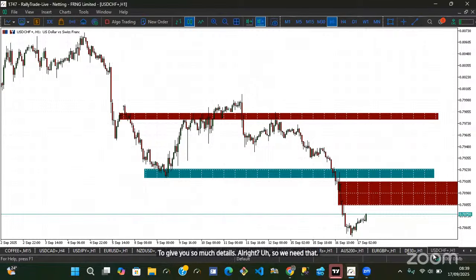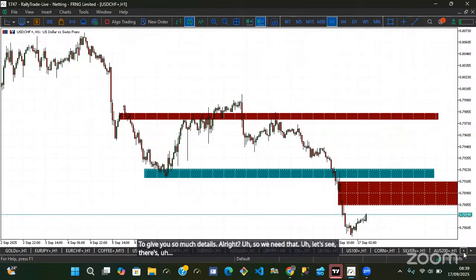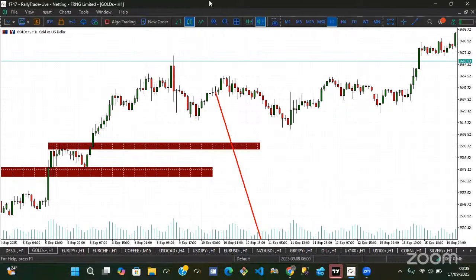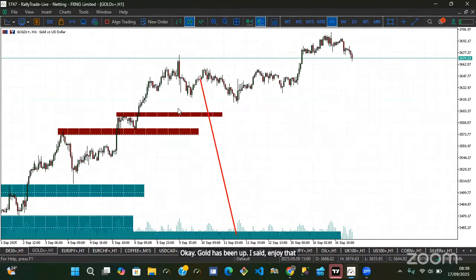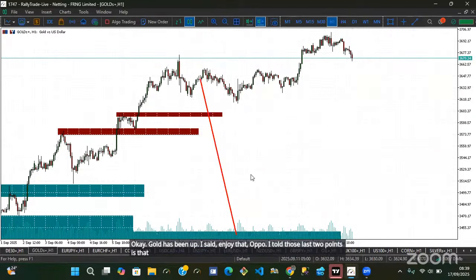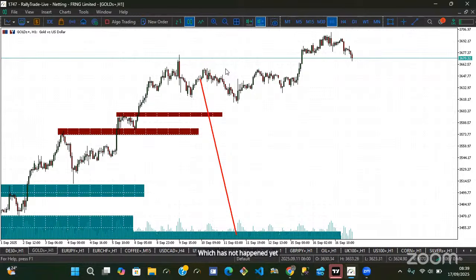Let's see. Where's our gold? Okay. Gold has been up. I said enjoy that up. I told us last week Wednesday that any moment you can experience some downward movement, which has not happened yet. Even me, I can't tell you exactly when, but I know it's like a time bomb and it's going to happen. And when it happens, it might not come down to that your buy.